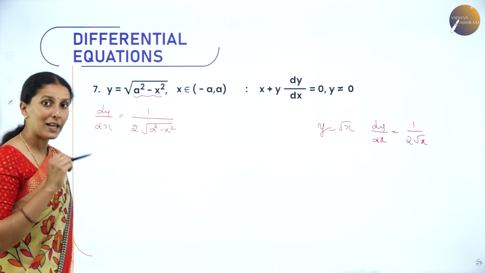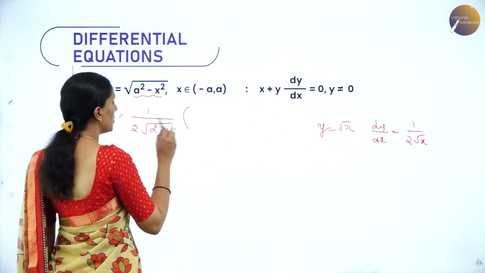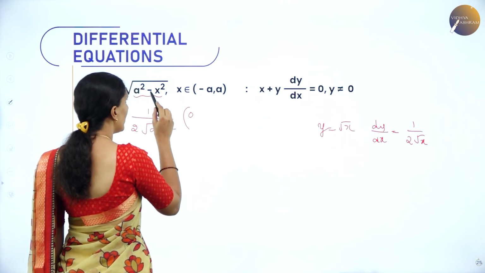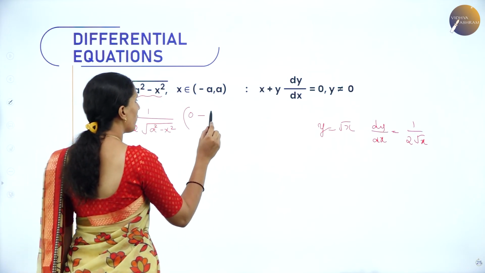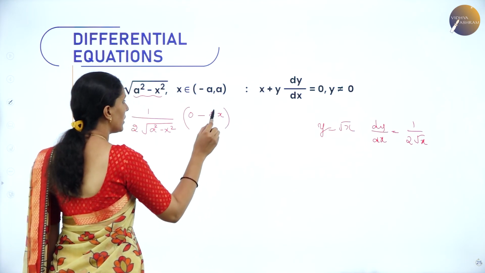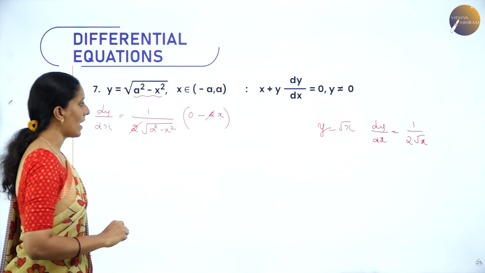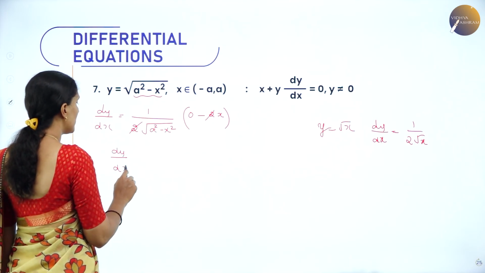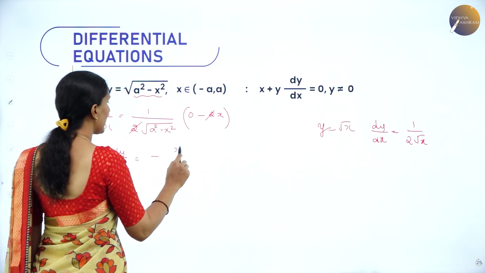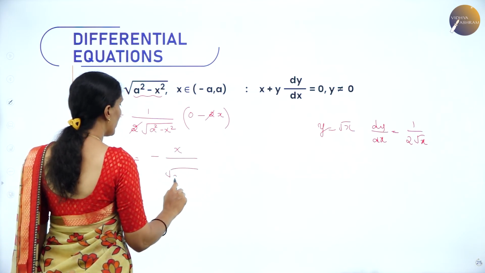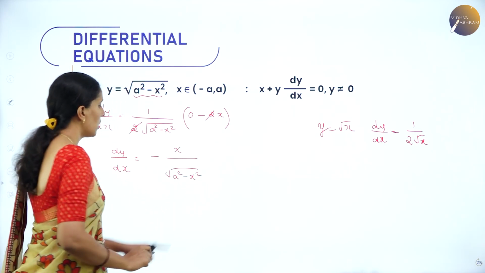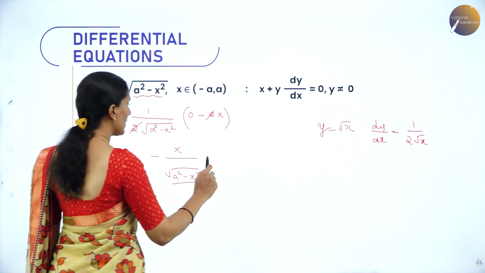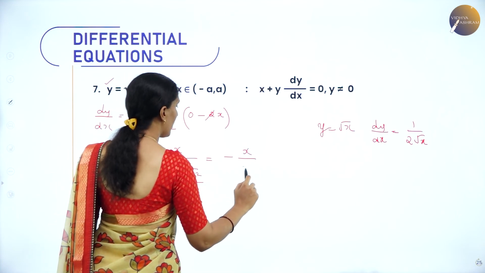Differentiate it again. Apply the chain rule of differentiation. So differentiate a square minus x square. A square is constant, so it is 0. Next we have minus. The derivative of x square is 2x. So here the 2 gets cancelled. So next we have dy by dx is equal to minus x divided by root a square minus x square. But what is root a square minus x square? It is nothing but y. So replace it, minus x divided by y.